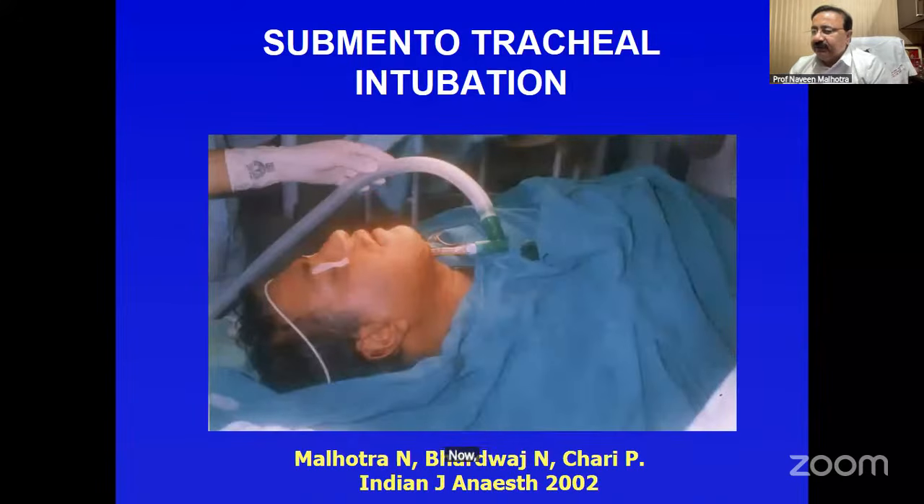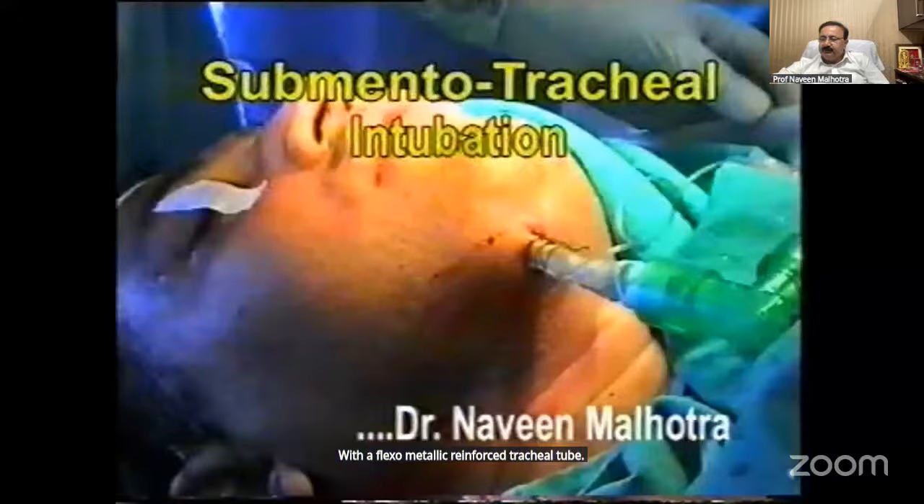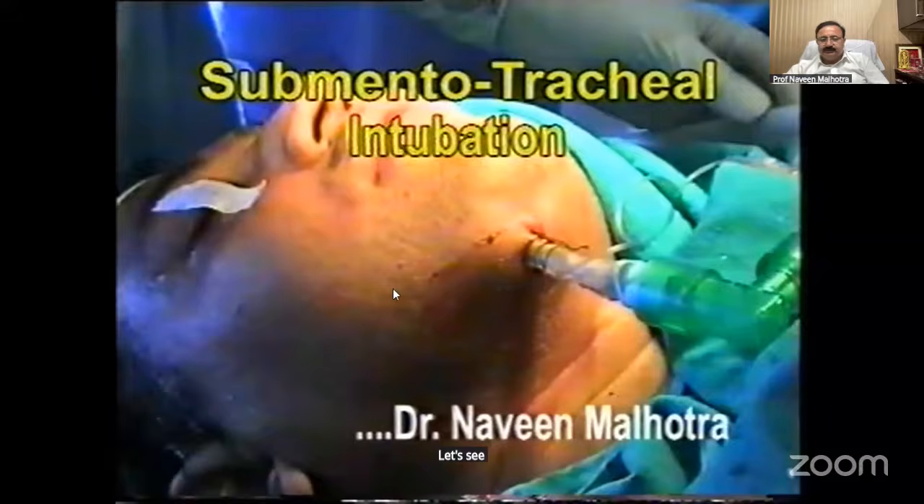Now, what is submento-tracheal intubation? We published this for the first time in IJA in 2002. It has a midline approach and a lateral approach. The lateral approach is easiest and most commonly done. Herein also, you do an orotracheal intubation using a standard general anesthesia technique with a flexometallic reinforced tracheal tube. Now let's see a video.